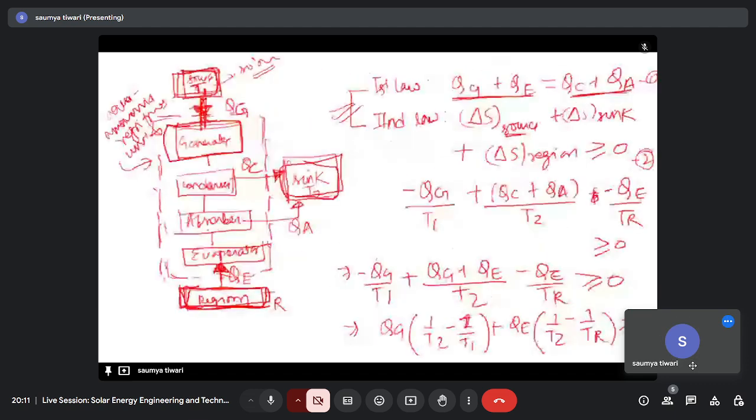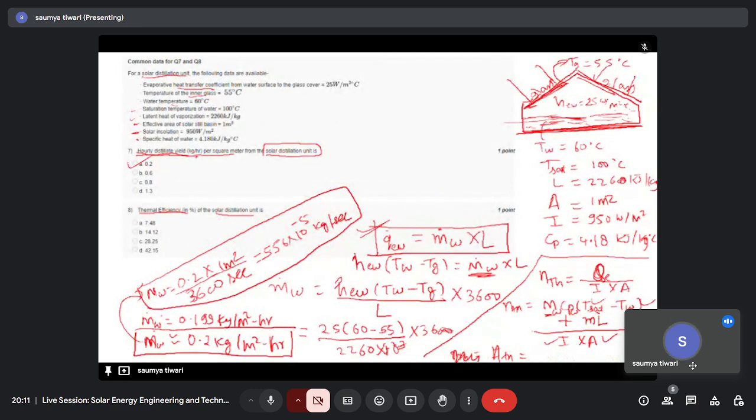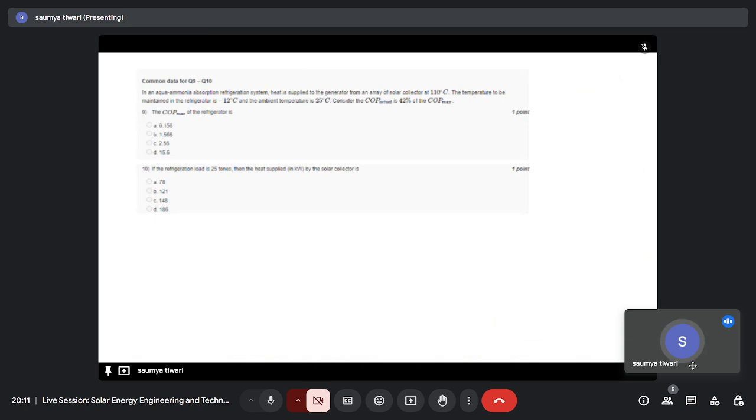Now we'll see what is given in the question. Heat is supplied to the generator from an array of solar collectors at 110 degrees Celsius. This is basically the T1 temperature, your source temperature. The temperature to be maintained in the refrigeration is minus 12 degrees Celsius. So this is your TR temperature, for the region.